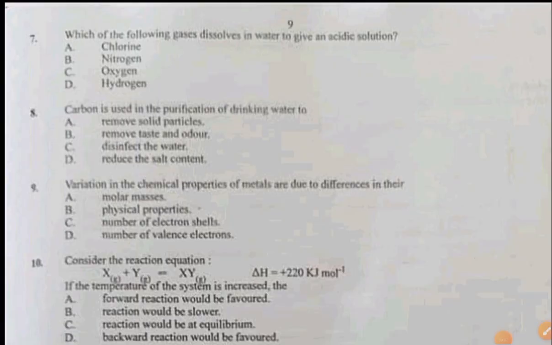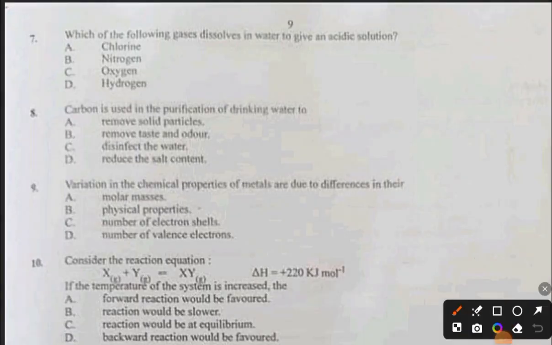Question 7. Which of the following gases dissolves in water to give an acidic solution? So we have chlorine, nitrogen, oxygen, hydrogen. Looking through, it's actually chlorine. Chlorine dissolves in water to produce or give acidic solution because it forms hydrochloric acid and hypochlorous acid.